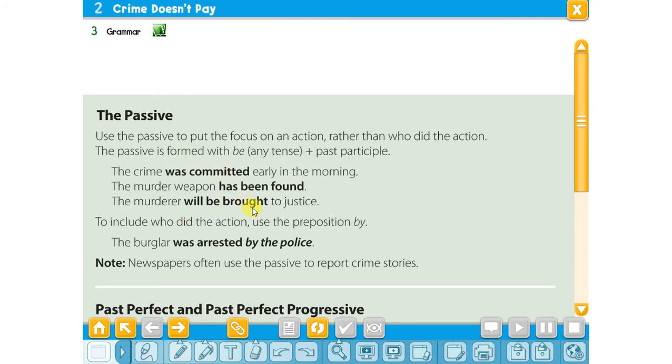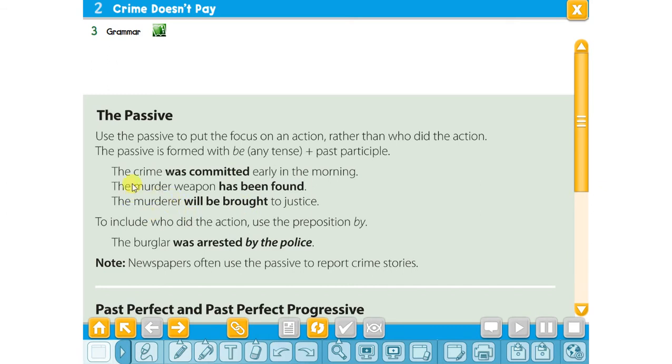Remember that in the passive we always have verb 3. Always we have verb to be and verb 3. This is a must. Be plus the past participle of verb 3. PP we call it. Be plus the past participle, of course, according to the rule. This is past, it will be was committed. This is present perfect, it will be has been found. This is future, will be plus brought, verb 3.